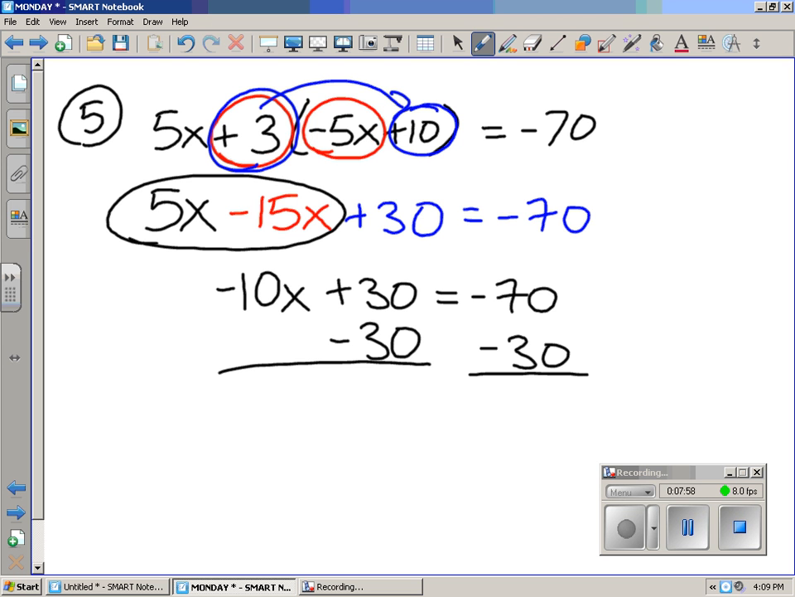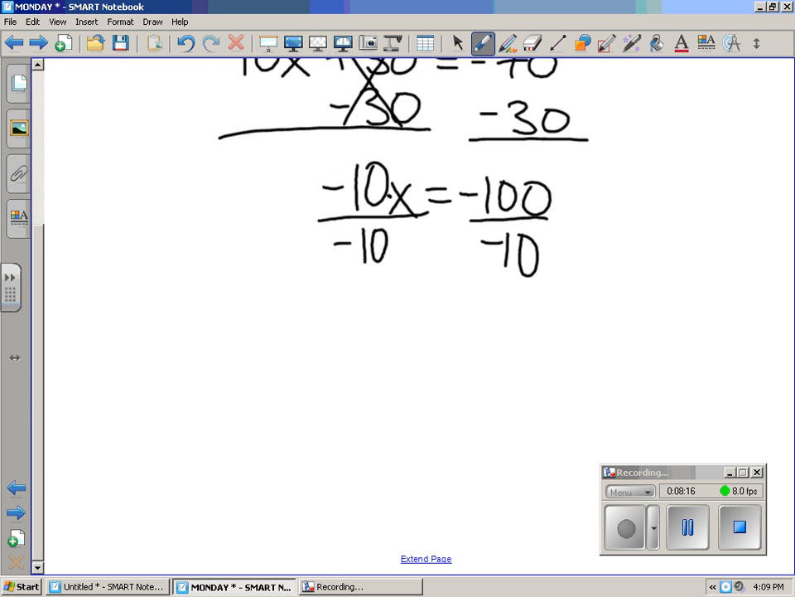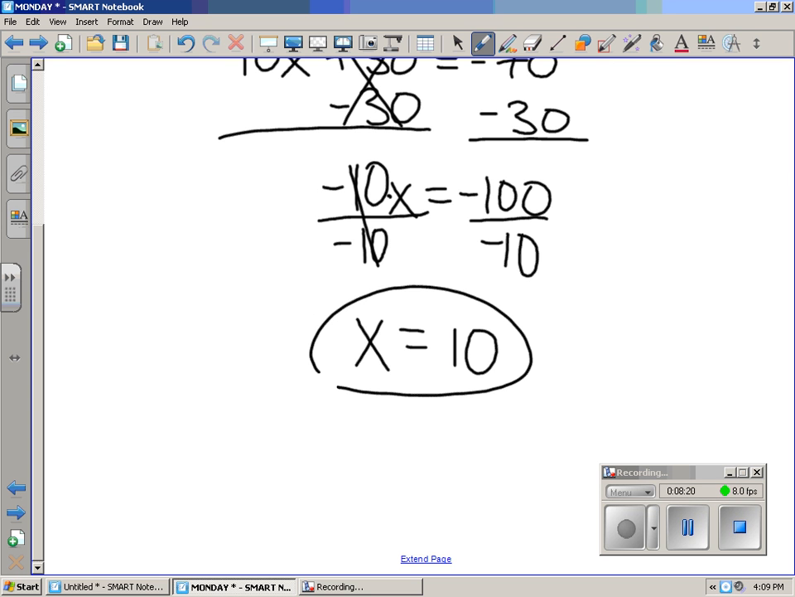On the left side, I'm left with just -10x. And then on the right side, I'm left with -100. And then the inverse operation of multiplication is division, so I divide each side by -10. Remember, whatever you do to one side, you have to do to the other. And I get +10 as my result for number 5. And remember, you need to complete 6 through 10 to complete your homework.